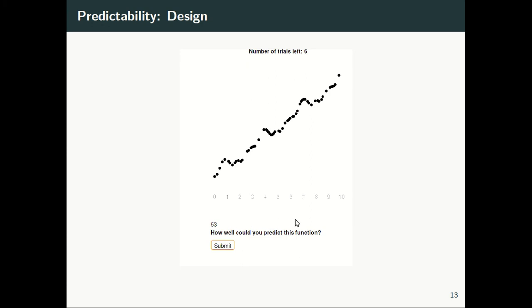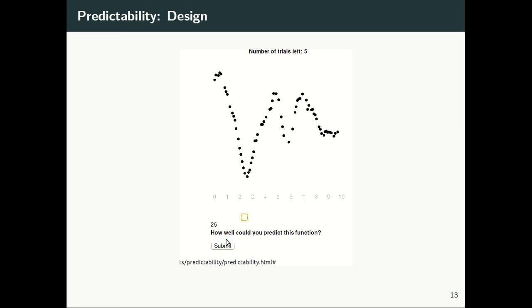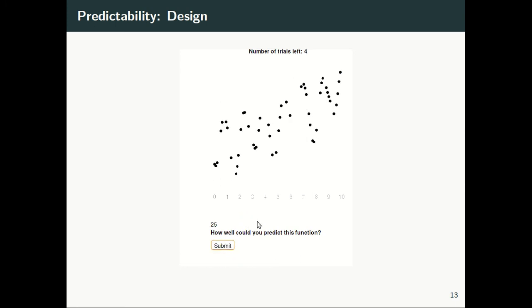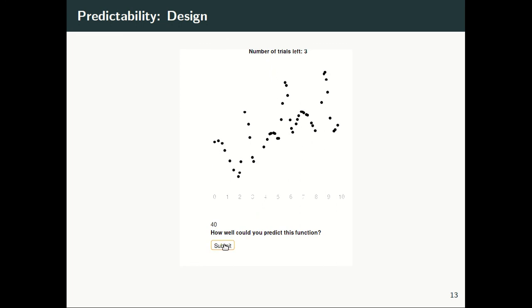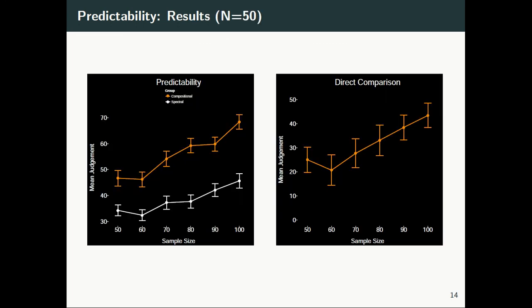Finally, we asked participants to judge how well they thought they could predict different functions that we had sampled from either the spectral mixture or the compositional kernel. Here we found that compositional functions were assessed on average to be more predictable, and that this holds true for both single and comparative judgments.